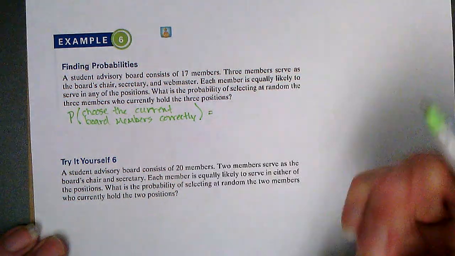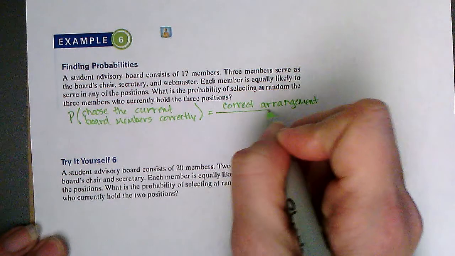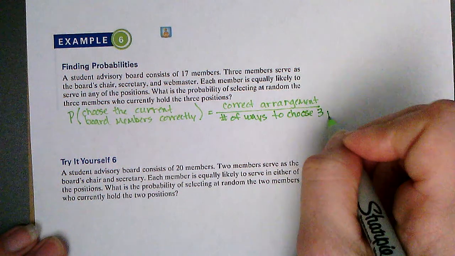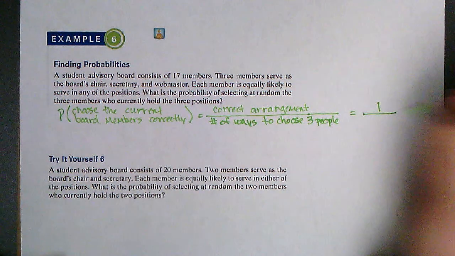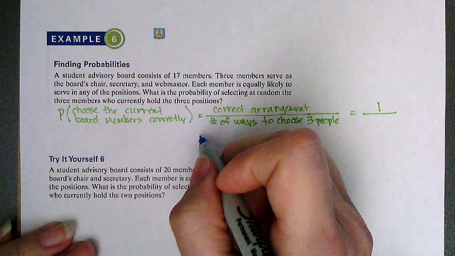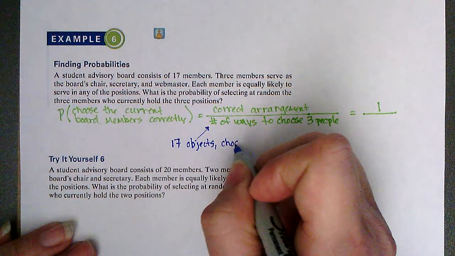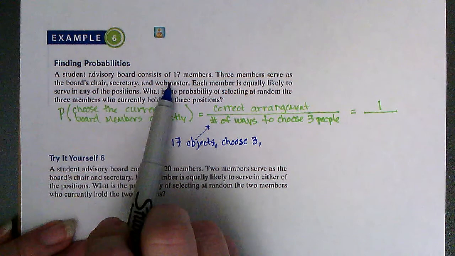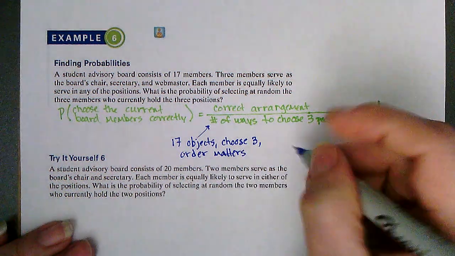So that probability is going to be the number of ways to get the correct arrangement divided by the total number of ways to choose 3 people. The number of correct arrangements is actually just going to be 1 because there's 1 current board. For the number of ways to choose the 3 people, we need to decide if order matters. So we are going to be using 17 objects. We are going to choose 3 of them, and we need to know if order is important. Well, it says the 3 members serve as the chair, secretary, and webmaster. So since they're serving in different capacities, we are going to say that order matters. So when order matters, we use a permutation.